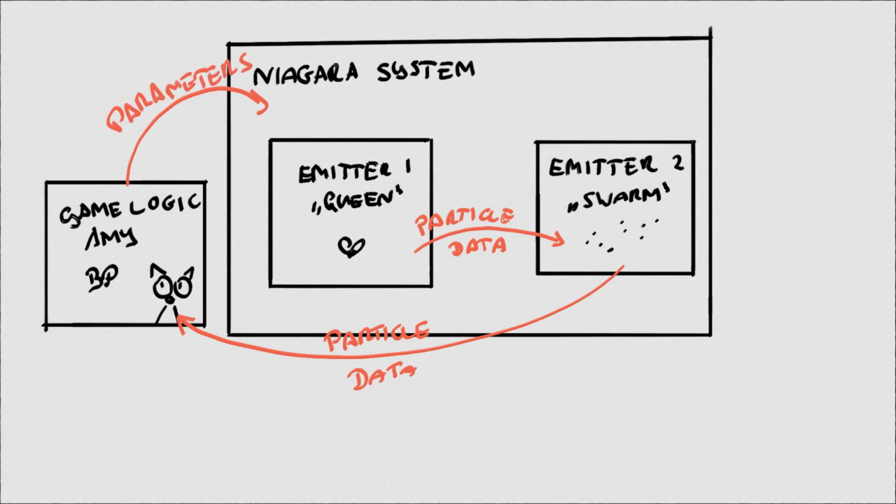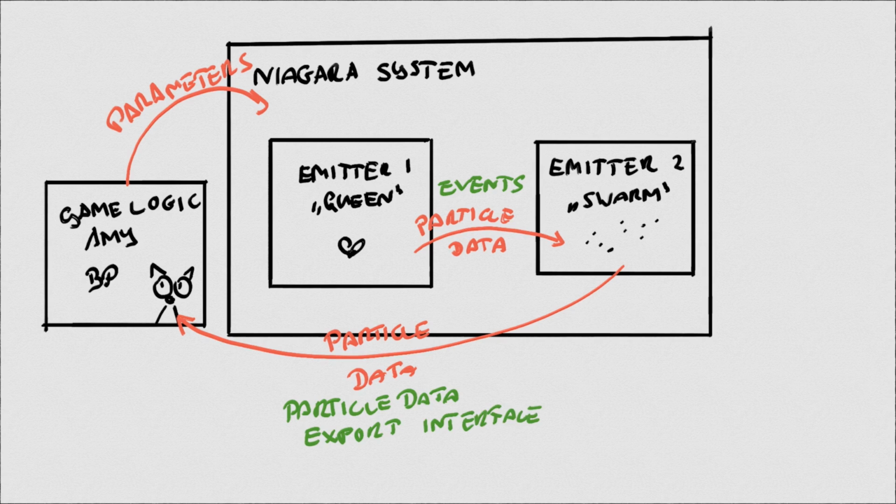For these three use cases, Unreal provides three different mechanisms. To pass particle data from one emitter to another emitter, there's something called events. To pass data from an emitter into the Blueprint game logic, there's something called the particle data export interface, long name. And finally, perhaps the simplest of all of these is the parameter passing, which can be done with user parameters. Now let's have a look at the Niagara system inside Unreal.